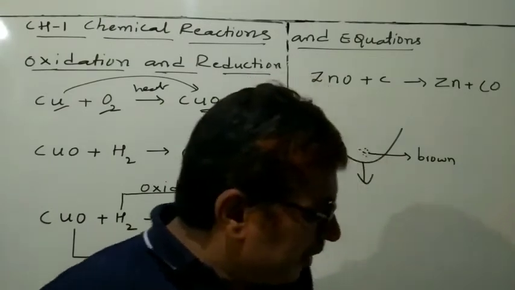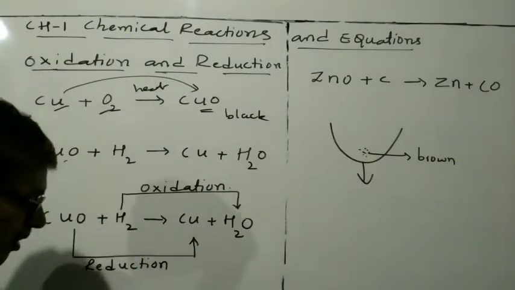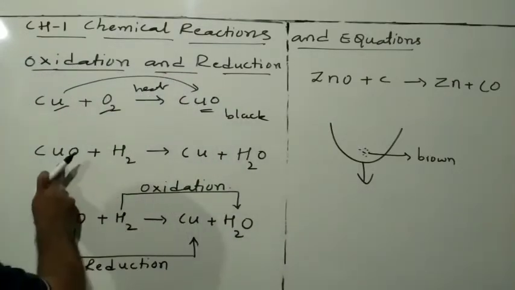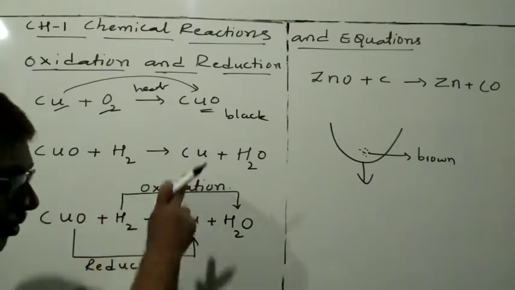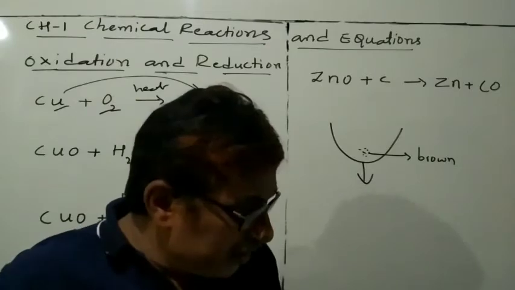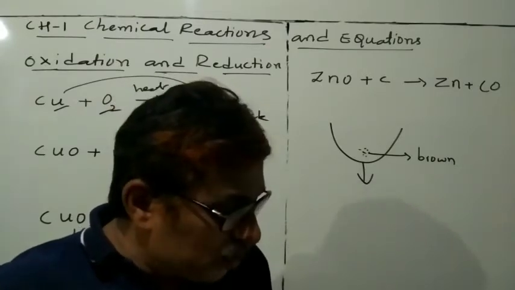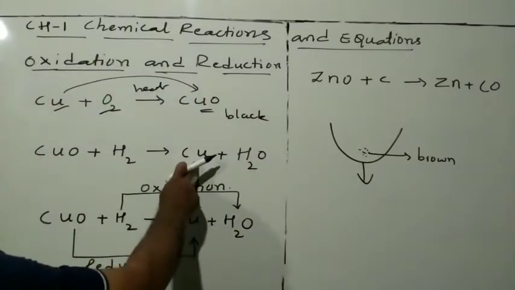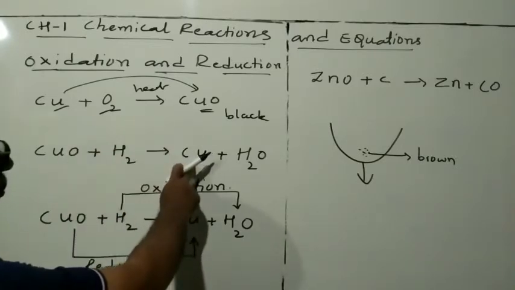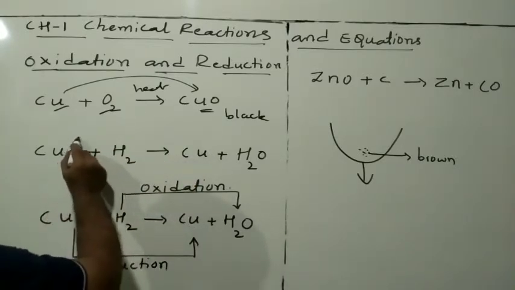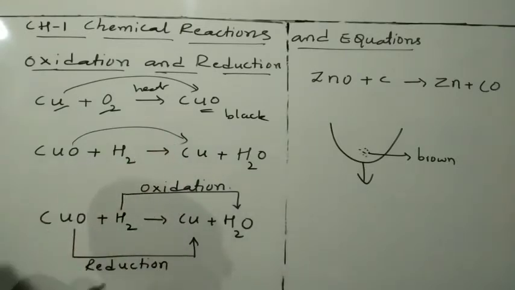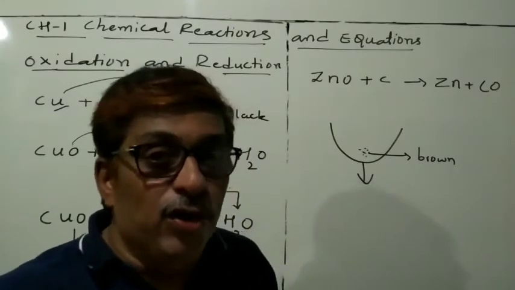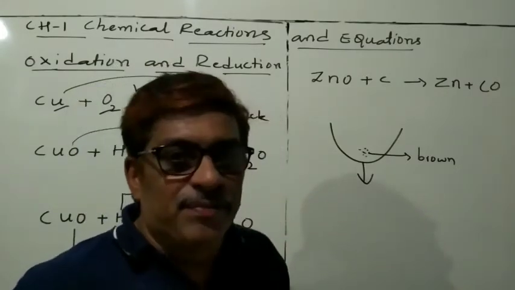And one more reaction you see here. Second reaction: when hydrogen gas is passed over the heated copper oxide, you will get copper again. The black coating on the surface turns brown in color. So what happens? Here oxygen is removed. When hydrogen is passed here, the copper oxide becomes reduced. Oxygen is removed, so we say reduction has taken place. Copper oxide is reduced. So this is reduction.